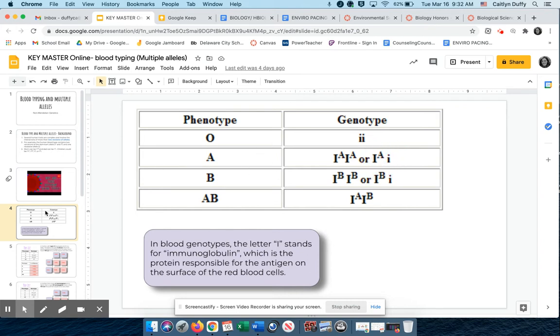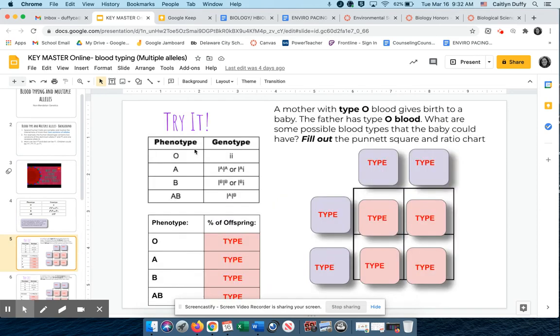As we move on, we're going to go through a few problems together. Again, always make sure you have some sort of phenotype and genotype chart written down for your own ease as you are filling this out. We have a mother with type O blood, so the genotype is little i, little i, and she gives birth to a baby. The father also has type O blood, so little i, little i. What are some possible blood types that the baby could have?